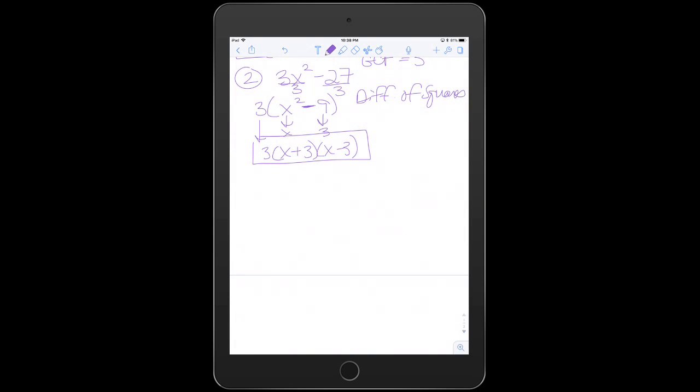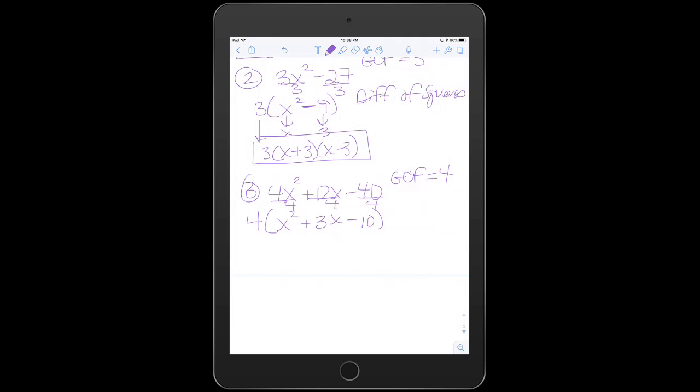Example 3 is, let's see, 4x squared plus 12x minus 40. Again, looking for a GCF, a greatest common factor. 4 divides each of these terms, so write the 4 out front, and then divide each term by that greatest common factor, and you'll have x squared plus 3x minus 10.